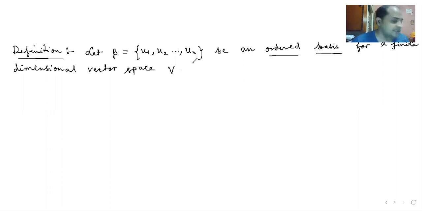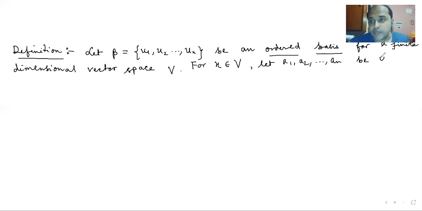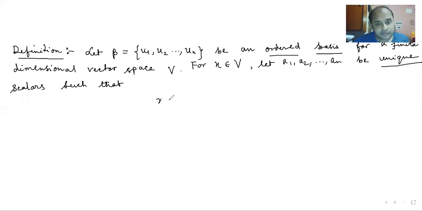So we have selected an ordered basis. For x belonging to V, let a1, a2, ..., an be unique scalars. Another important thing, the word unique. Unique scalars such that this vector x can be written as a linear combination of these basis vectors. So I'm writing it like this.